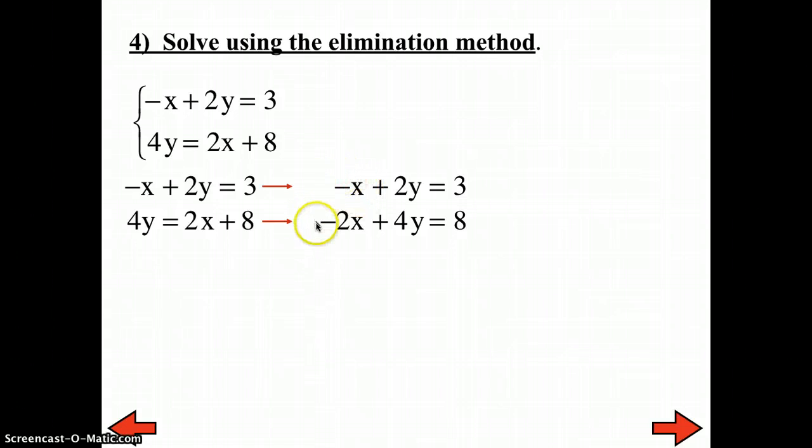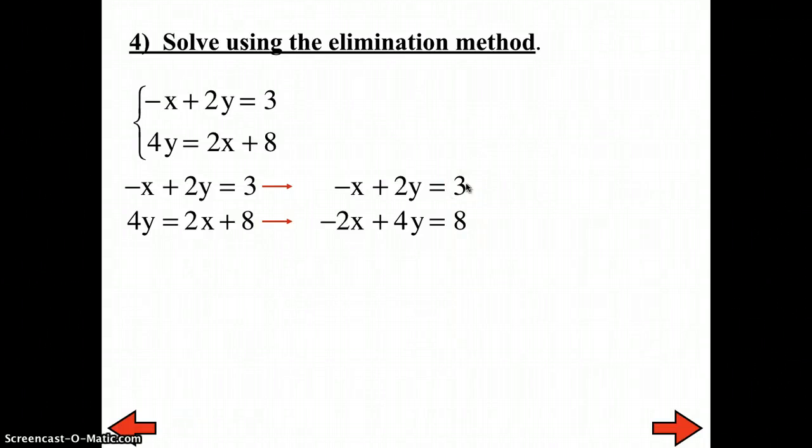If I'm looking at my x terms, I'm going to notice that they're both negative, which means I'm going to have to change one of the signs. Second, I'm going to look at the coefficients. It's a 1 and a 2. So the lowest common multiple between a 1 and a 2 is 2, meaning I would have to change this first equation by a 2.